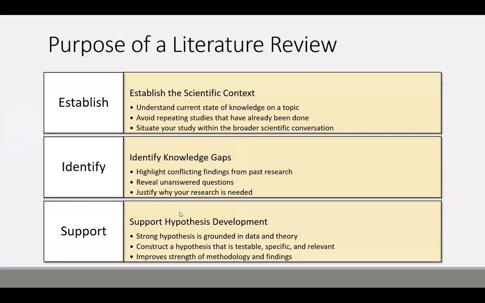All right, so if you're doing a literature review, you need to establish the context of your field. You want to mainly avoid repeating studies that have already been done, or if they have been done, you want to look to see how they did it and maybe how yours is going to be different. You need to put it within the context of the broader scientific conversation. You might be looking for gaps in knowledge, so you can see where no experiments have been done or there's been conflicting results. So that helps justify why your research project is needed.